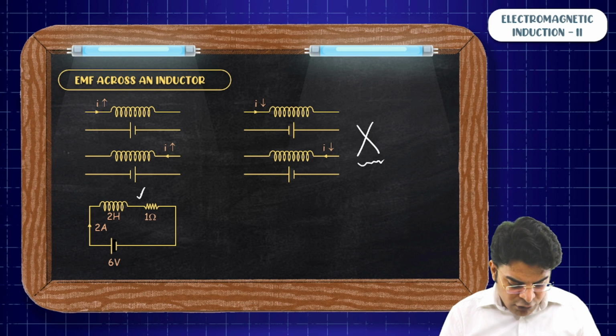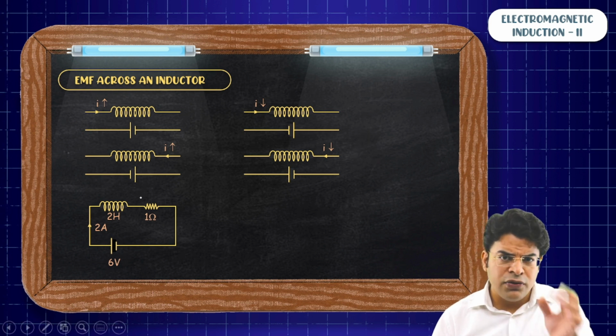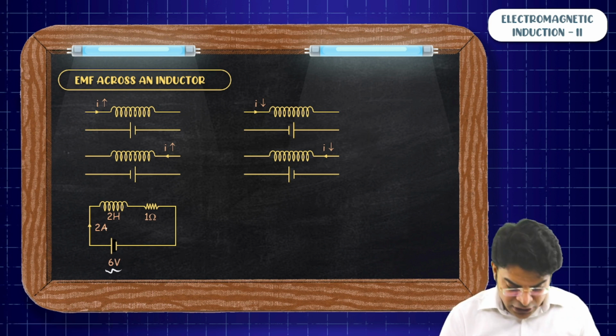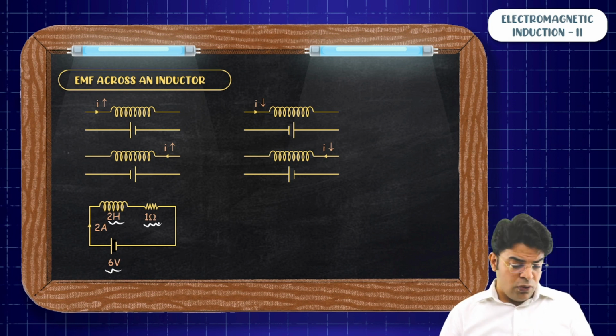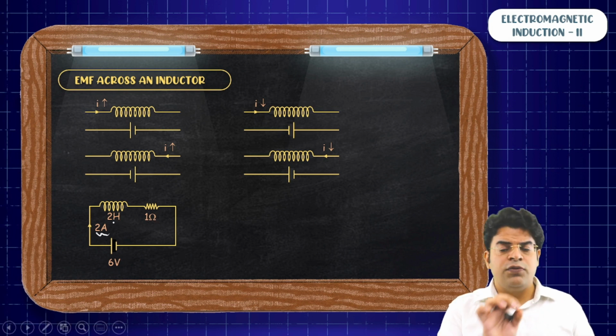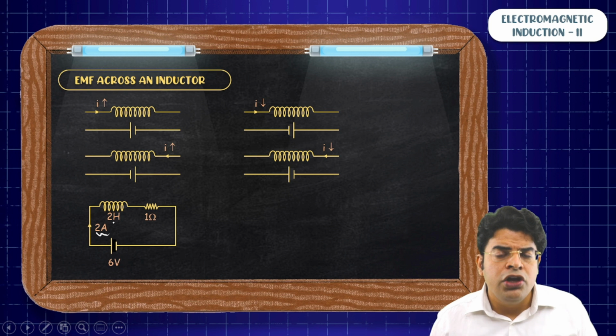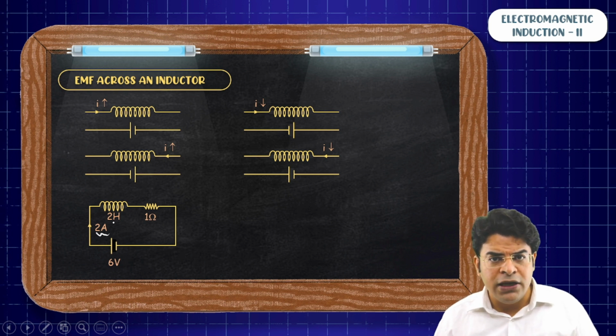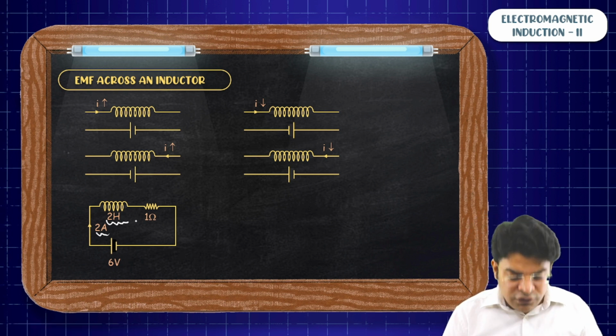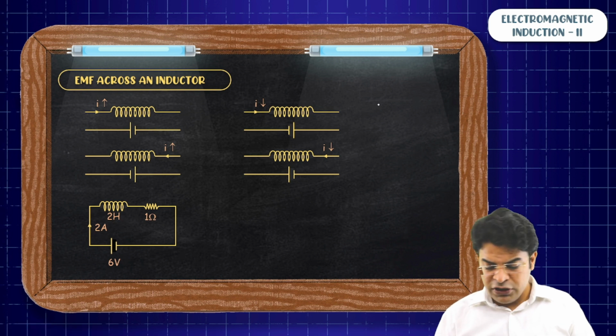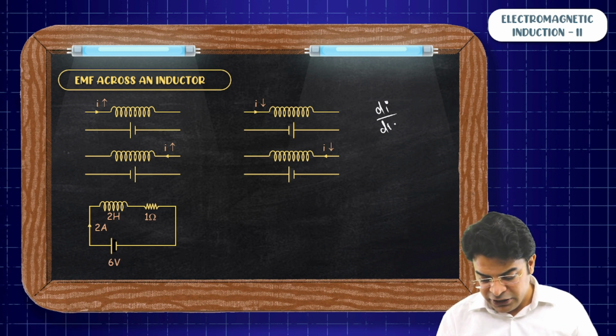So let's say you have got this circuit. Here you can see a battery of 6 volt, an inductor of 2 Henry, a resistance of 1 ohm, and a current of 2 ampere is flowing in the circuit right now. Your mission is to determine what is the rate of change of current in the circuit right now. What is the value of di by dt? Sir, how to do it?